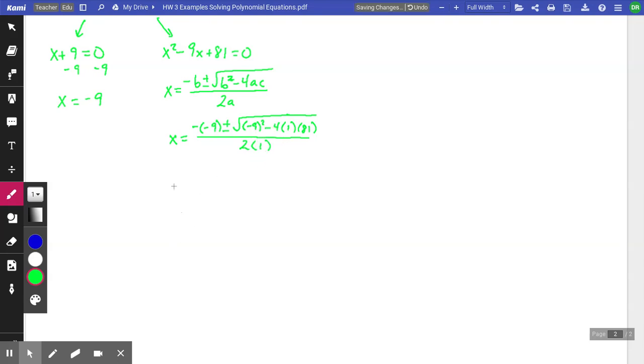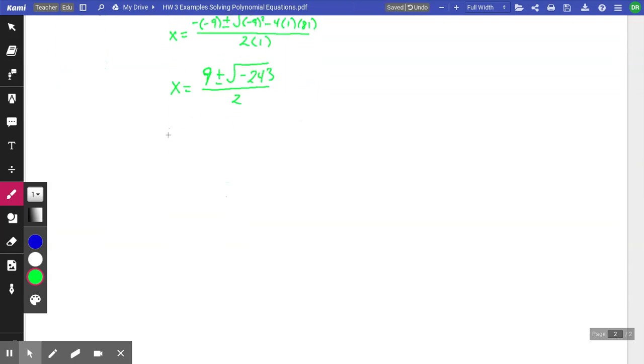Simplifying that, we get x equals, this double negative gives us positive 9. And then we have plus or minus the square root. And again, I won't type in the square root sign into the calculator, but everything else I will, including these parentheses here around negative 9. And I should get negative 243 divided by 2. Okay, simplifying that some more, that's going to give us x equals 9 plus or minus the square root of a negative number, which is always imaginary, so we get imaginary square root of 243 over 2.